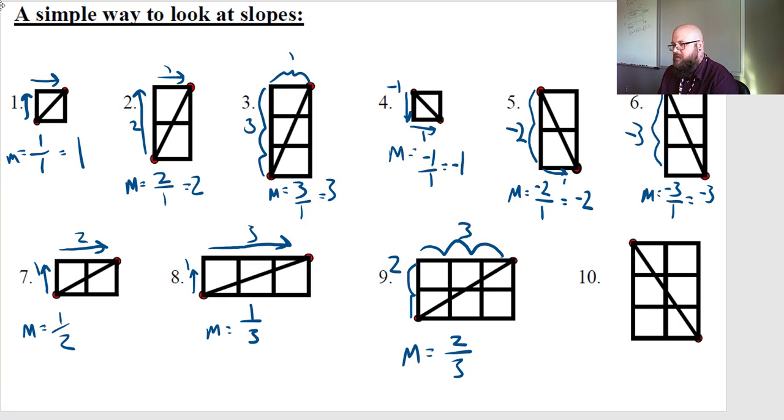And number 10, again, we've got a big change going down and going in our horizontal change as well. So with this one, we got 1, 2, 3. So we went down 3, so negative 3, and we're going over 2, positive 2. So our slope is negative 3 over 2.